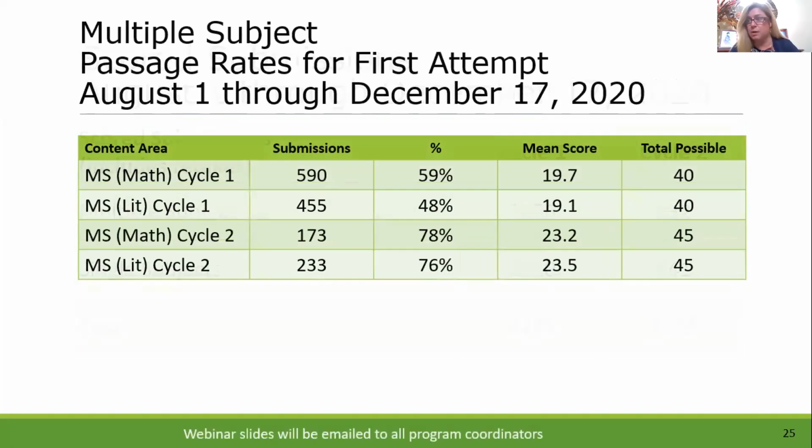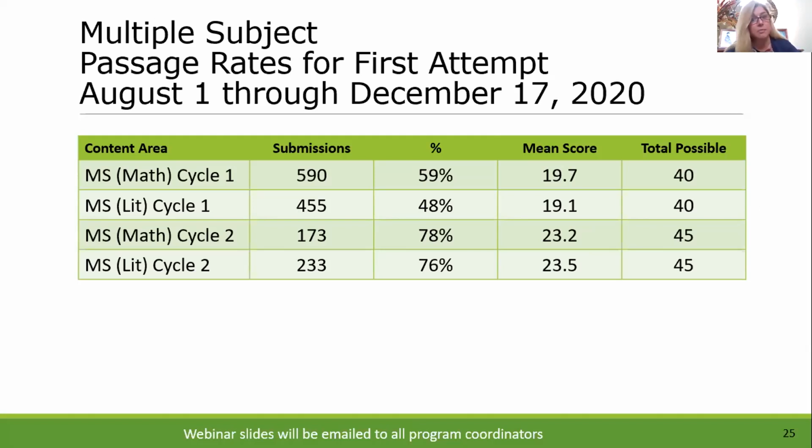And moving on to our next slide, we can see statewide percent of pass rate for each of the different multiple subject cycles. So remember, candidates must select whether or not their cycle one is in math or literacy, and if their cycle two is in math or literacy. Our cycle two candidates are definitely performing stronger in cycle two than in cycle one. And in cycle one, math seems to be a little bit stronger than literacy, about an 11 point distribution there.